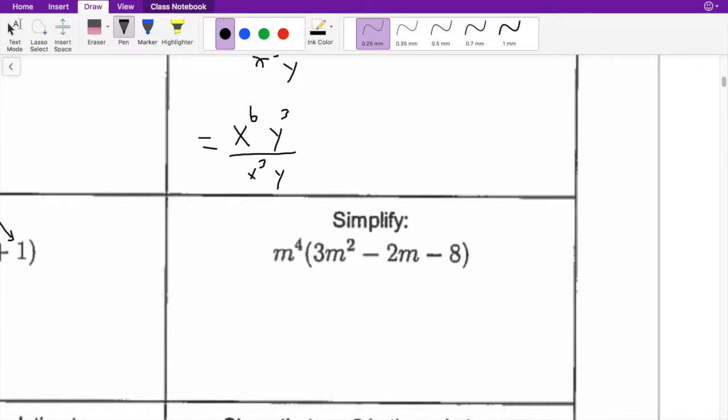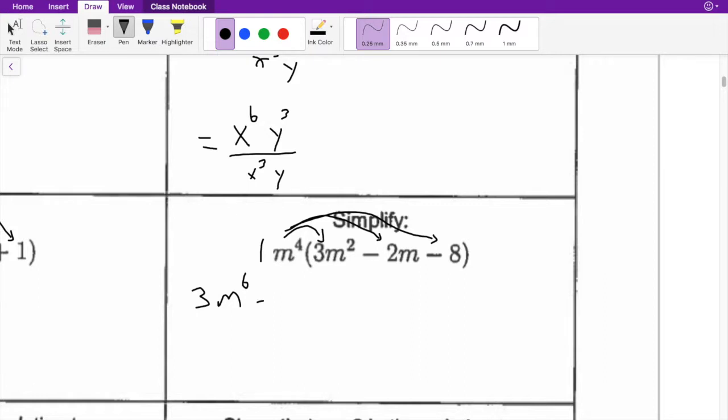So we're looking here, numbers times numbers, letters times letters, and we're going to rainbow in. The key to remember here is we have a number in front of here. It's not written down, so it's implied to be a 1. So 1 times 3, 3. m to the 4 times m squared. We're going to add those exponents. So we're going to have m to the 6.